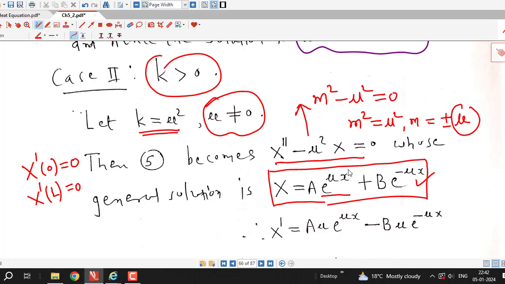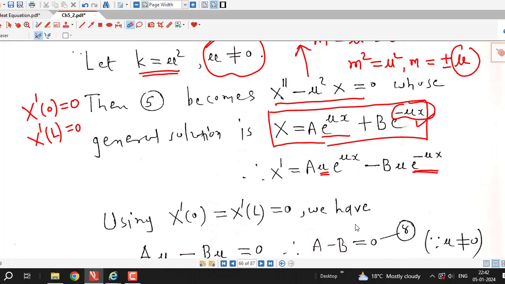Derivative of e raised to mu x is e raised to mu x into derivative of mu x, which is mu. Same thing here, e raised to minus mu x has derivative itself, and into derivative of minus mu x with respect to x, which is minus mu. So we are applying chain rule here, and then we can directly use the condition. Suppose I use this condition, x dash 0 equal to 0. That means I will put small x equal to 0 and x dash equal to 0.